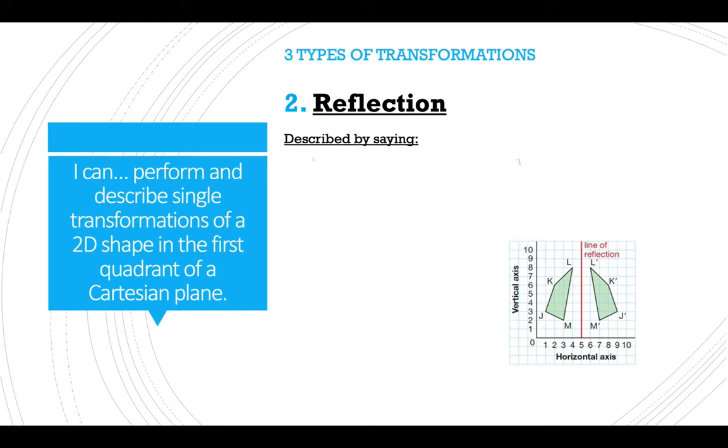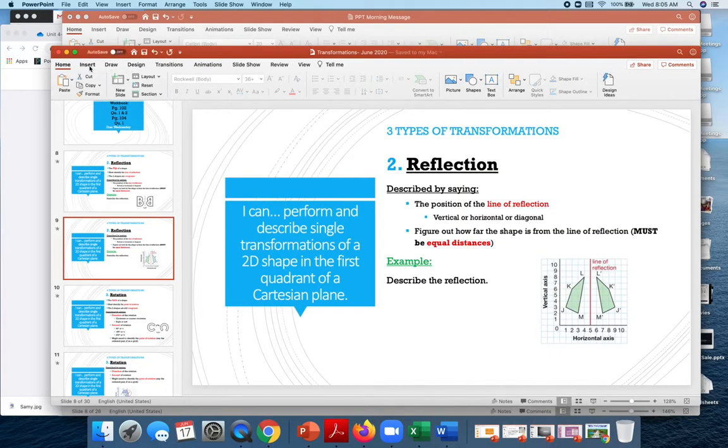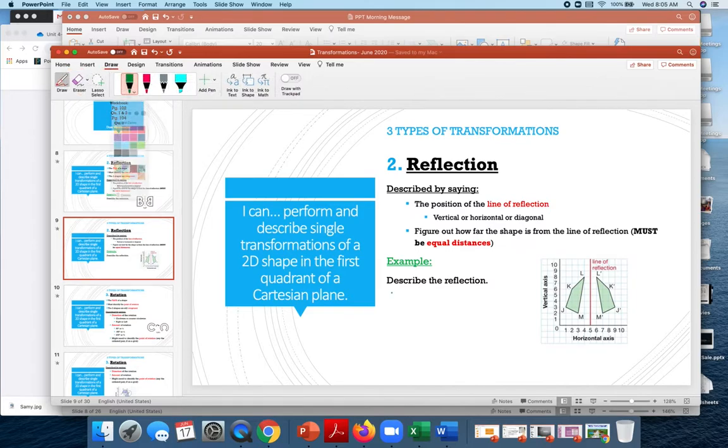Again, we describe by saying the position of the line of reflection. So let's describe that. What is this line of reflection? It is a vertical line of reflection at x equals 5. I'll write this down. Vertical or horizontal. Then we have to figure out how far away this shape is from the line of reflection. So here's our example. Describe the reflection. I'm just gonna write this down. All right, so we have a vertical.